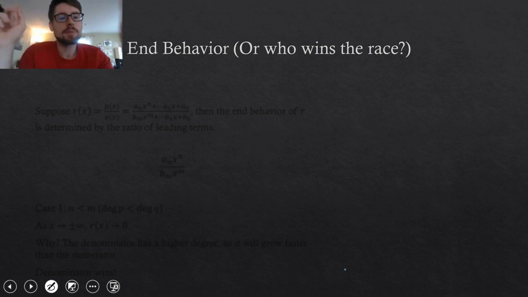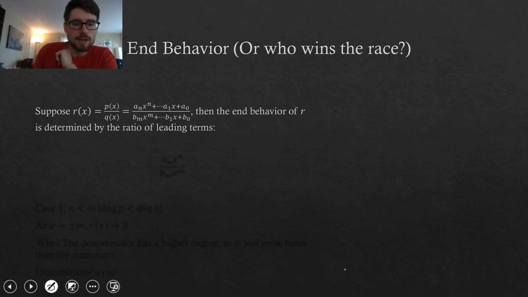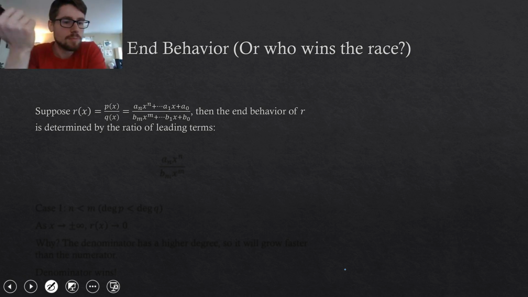But which one's getting bigger faster? It's who wins the race for rational function end behavior. So I've written it out like our general case of polynomials. a_n x^n is our numerator leading term, plus a_(n-1) x^(n-1), and so forth, all the way down to a_0.